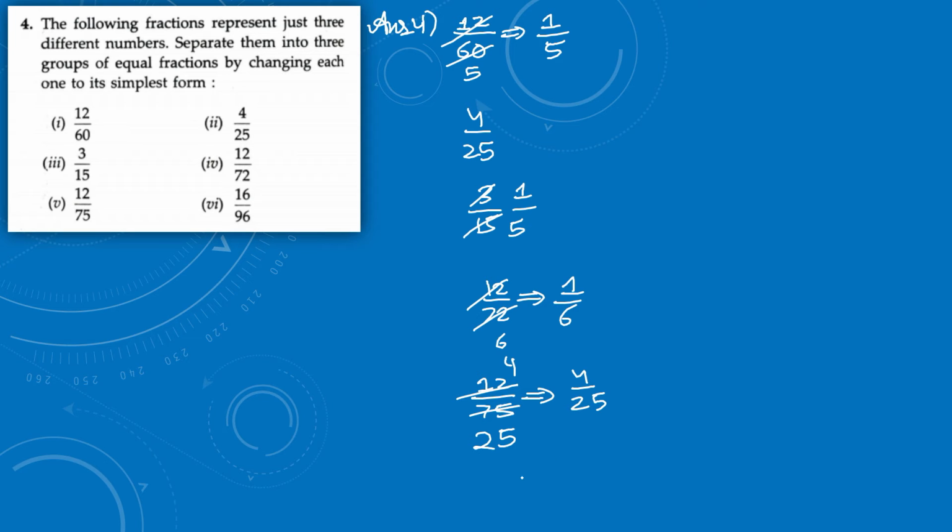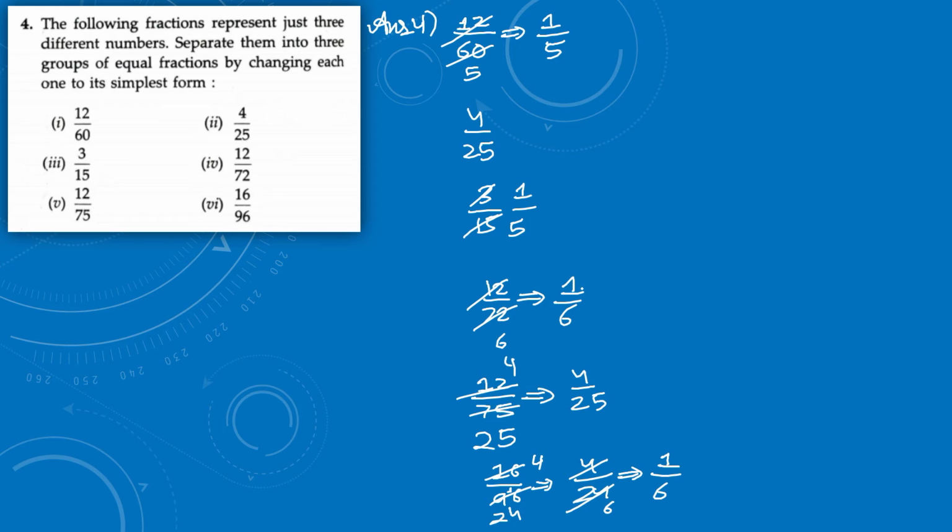For the last question, that is 16 upon 96, I can divide both sides by 4. I get 4 above and 24 below. So 4 upon 24, and this I can divide both sides by 4 and I get 1/6 here.